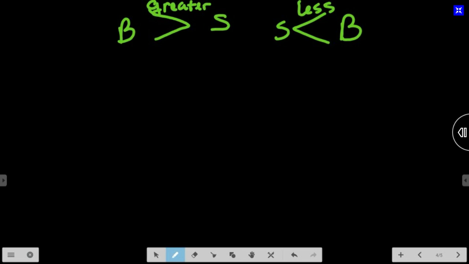Alright, so I have 3 to the second power. What is 3 to the second power? 3 times 3, which is 9. I have 2 to the third power, which is not 6. It's 8. 2 times 2 is 4, times another 2 is 8. So what symbol do I want to use? The greater or the less than? The greater?